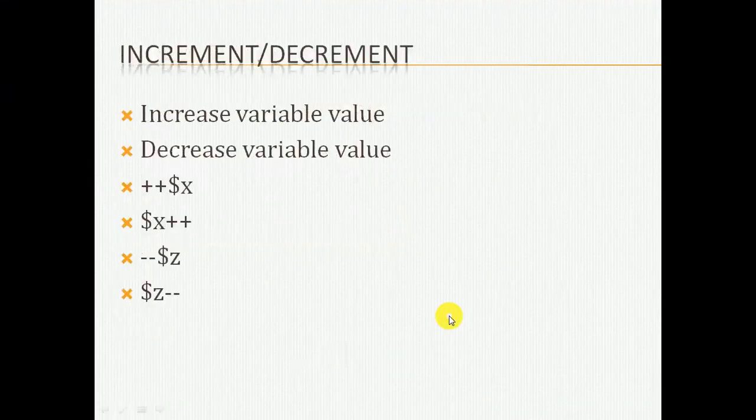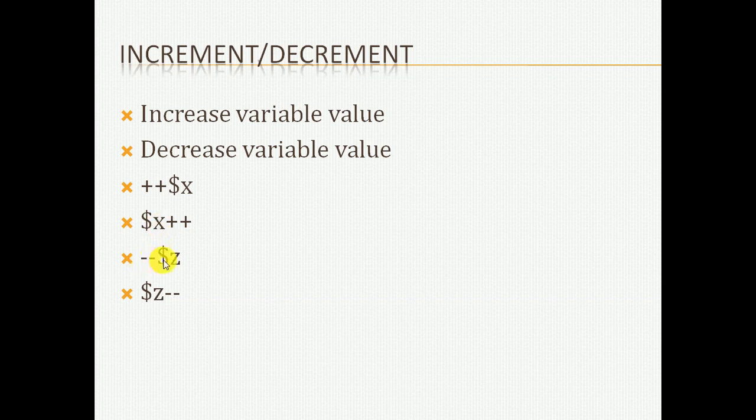Now moving ahead, let's talk about the increment decrement operators. They are pretty simple but a bit tricky. As it is clear from the name, they are used to increment and decrement the variable value. First one is plus plus $x, or pre-increment. It first increases the value of $x by 1 and then returns $x. Next one is $x plus plus, meaning post-increment. It first returns $x and then increases the value of $x by 1.